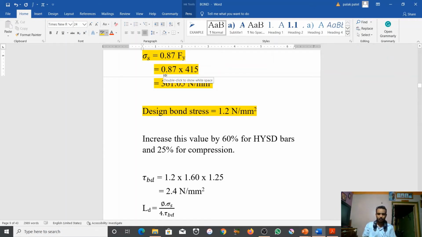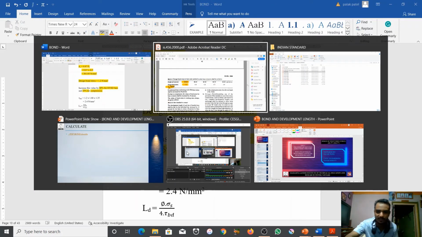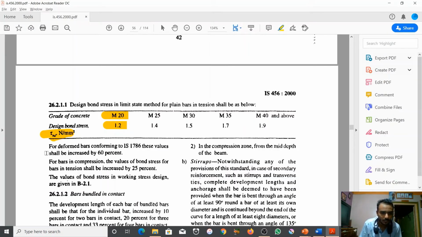But we have a concrete bar that is a HYSD bar, and there is steel in the compression zone. So increase the tau BD value by 60% for the HYSD bar and 25% for compression. Compression means your reinforcement is in compression. For the deformed bar, the value will be increased by 60%. For a bar in compression, the value of bond stress in tension shall be increased by 25%.